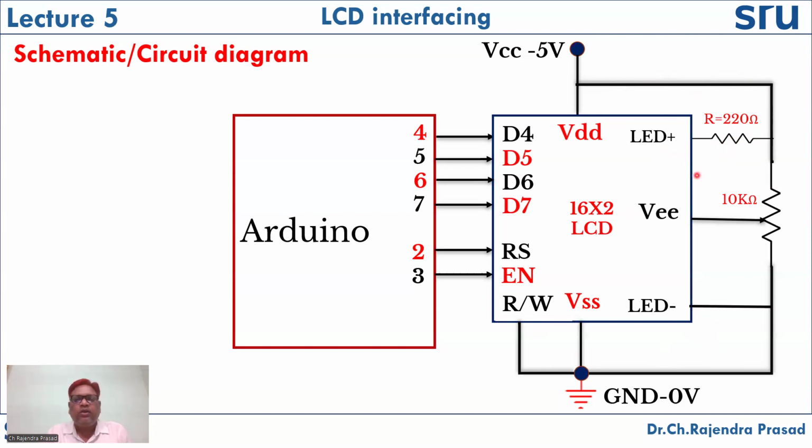That means interfacing of 16 cross 2 LCD with Arduino Uno. Now, once the schematic diagram is completed, we need to write the sketch for our application. Already we know that in the first line of the LCD we need to display RP EduTech, and in the second line we need to display YouTube. So for this, I need to write this sketch now.